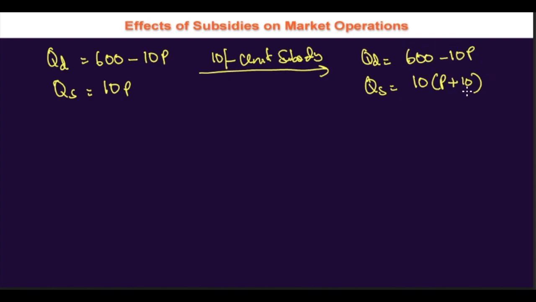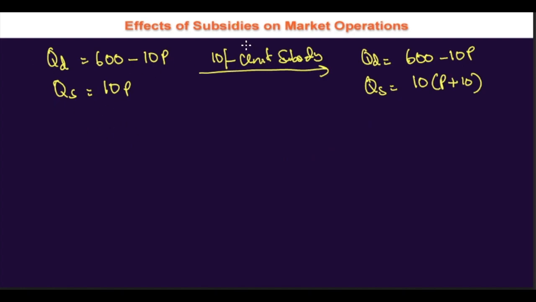This is exactly the opposite of tax, when we had p minus t. Now here we have p plus s. Now let's try to solve both these equations and find out the equilibrium price and equilibrium quantity for both.